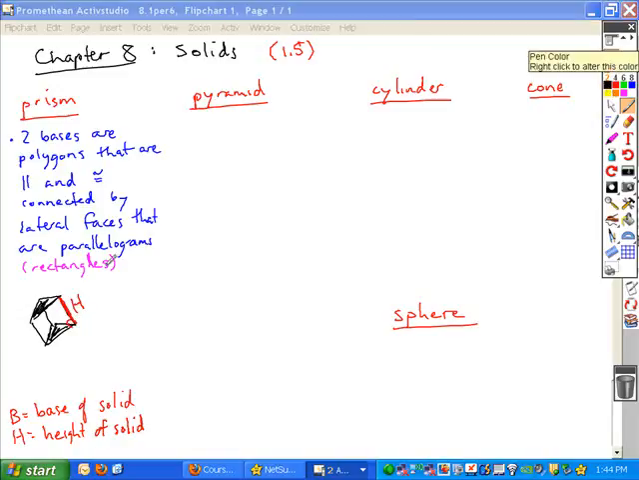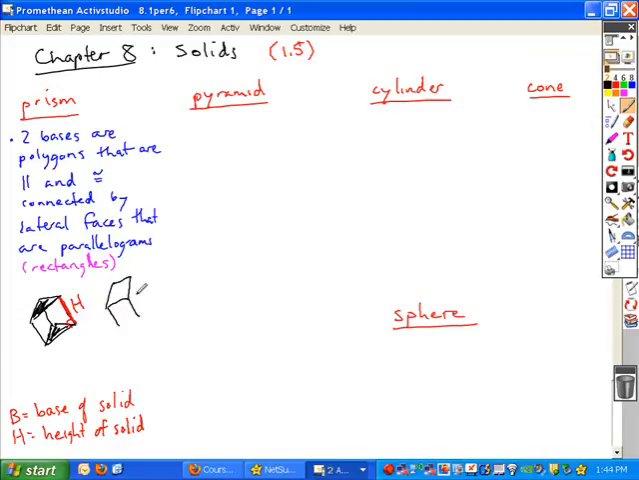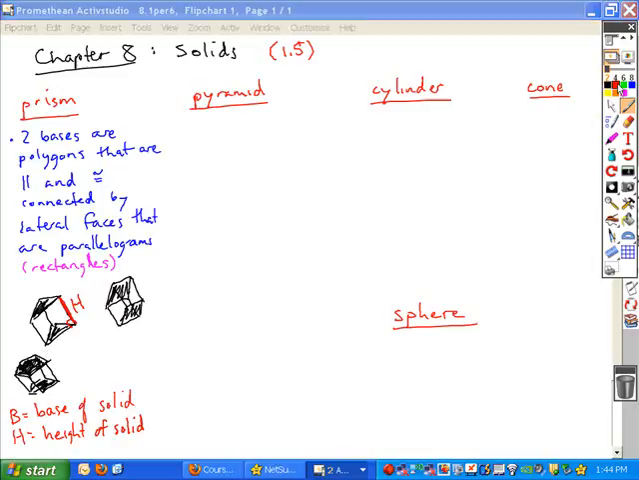Okay, so let's look at some other types of prisms. You can have a rectangular prism. Again, the bases are rectangles connected by rectangular lateral faces. You can have a pentagonal prism. The bases are pentagons, connected by rectangular lateral faces. In all of these cases, the perpendicular between the two bases is your height.